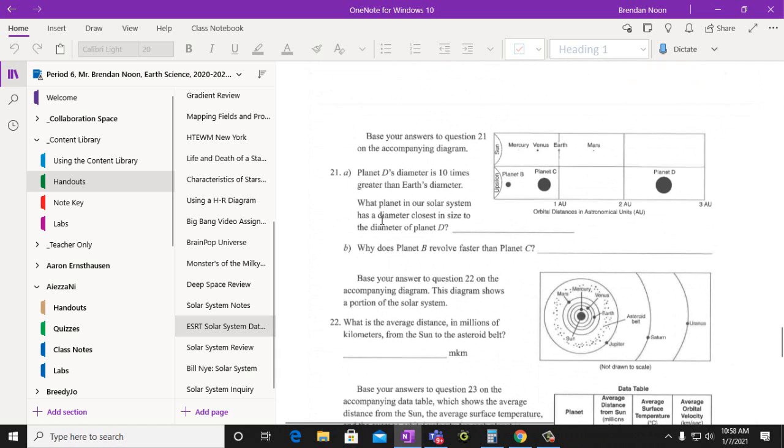What we would write here: what planet in our solar system has a diameter closest in size to the diameter of planet D? Saturn. Why does planet B revolve faster than planet C?